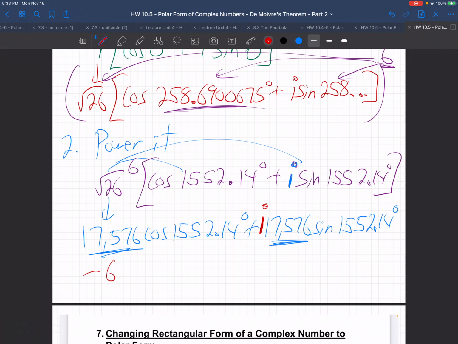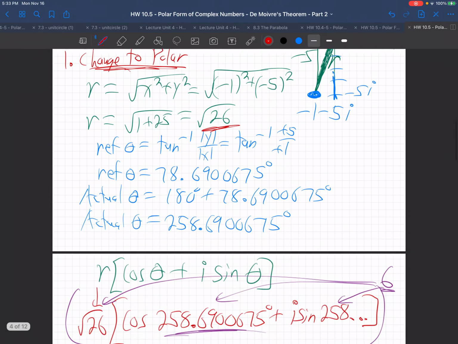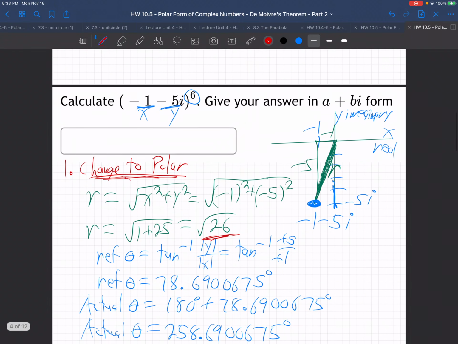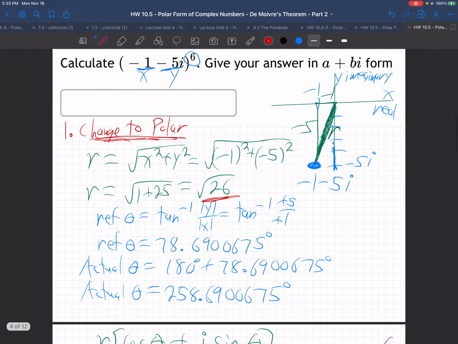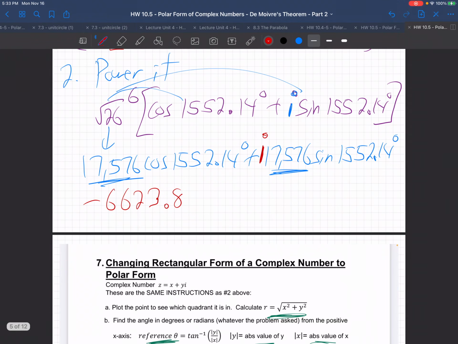I'm getting minus 6623. How many decimal places do they want? I don't think they said on this one. Okay, minus 6623.88 plus 17,576 times the sine of 1552.14 degrees. I'm getting 16,280.05 i. So there it is.